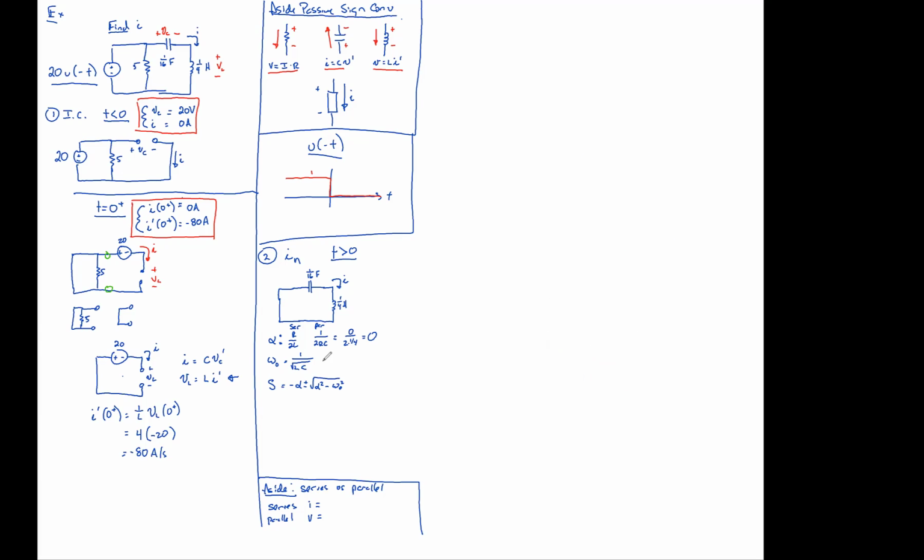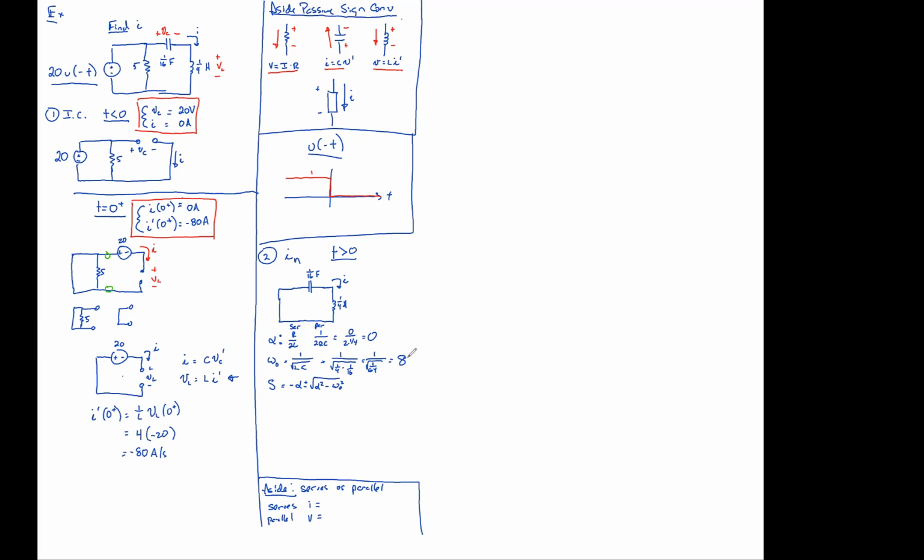But we can figure out the rest. This is 1 over the square root of, we've got a quarter times a 16th, and that's 1 over the square root of 64. So that's going to be 8. And before we go any further, if alpha is 0, what does that tell you about how much this wants to damp out? John, if our alpha is 0, what does this tell us about how much the circuit wants to dampen?